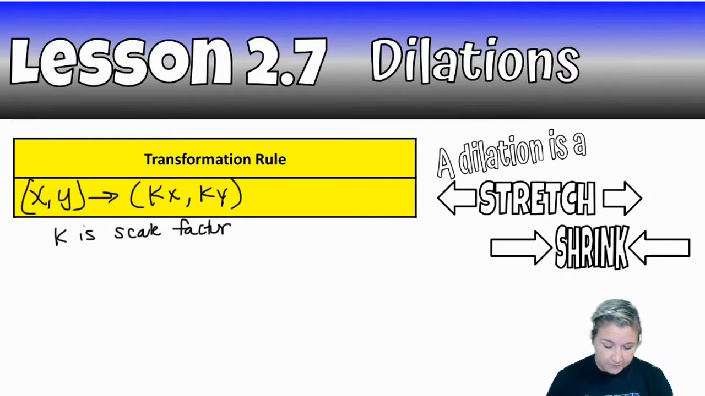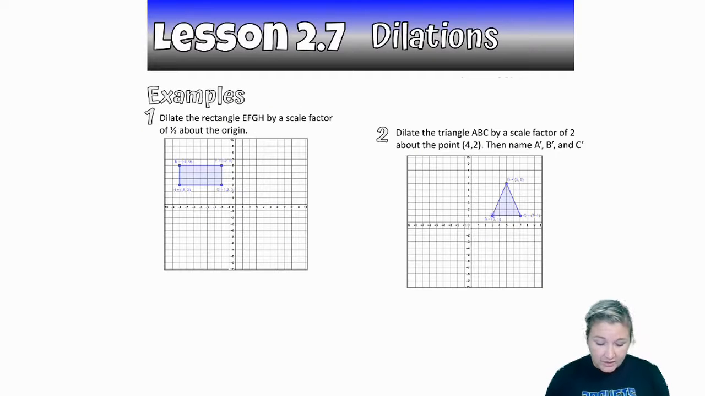So let's take a look here. We're going to dilate the rectangle EFGH by a scale factor of 1/2 about the origin. Just like we had rotations about the origin or another point, you can do the same thing with dilations. Essentially, I'm going to take each x and y and multiply them by 0.5, or just basically divide by 2. So I'm just going to list out the points for E, F, G, and H, the image of those.